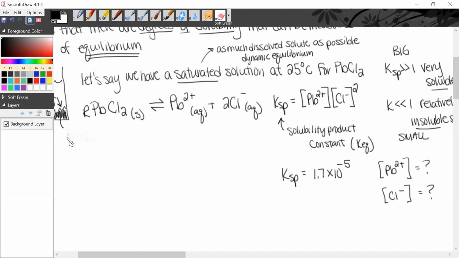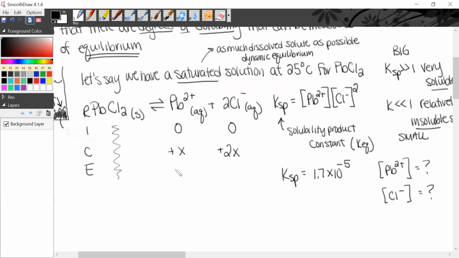Rice table this reaction, you guys. I, C, E. All right, now we don't include the solid. We start off with none of this and none of that. As this salt goes to dissolve, we're going to gain some of this. And you got to pay attention to your coefficients. I know we haven't done coefficients in a while. We're going to gain 2x of this.